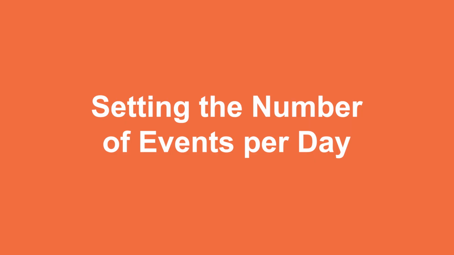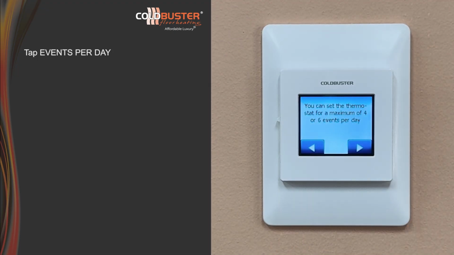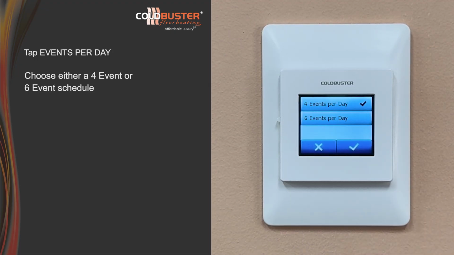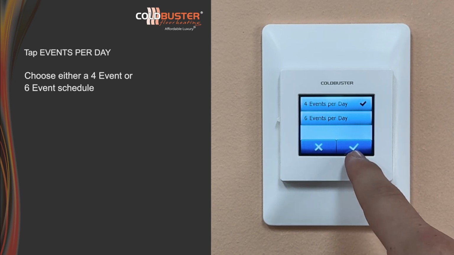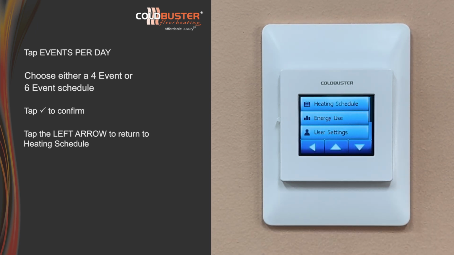Setting the number of events per day. Select Events per Day to choose either a 4-event or 6-event schedule. Tap the tick icon to confirm and use the left arrow to return to the heating schedule screen.